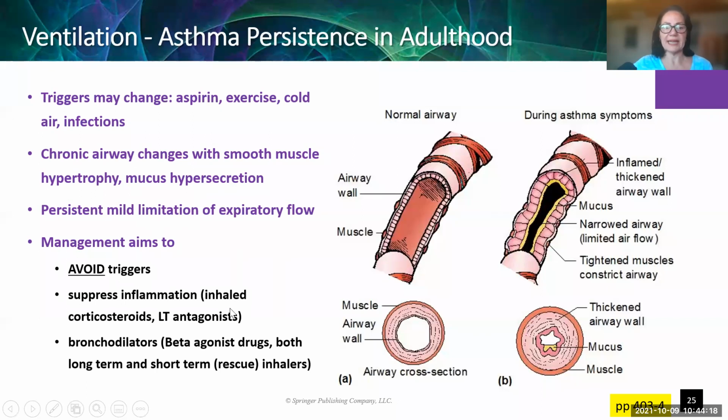This can be done with inhaled corticosteroids, leukotriene antagonists, leukotriene inhibitors, and then the bronchodilators. These are the beta agonist drugs, and the patient will need both long-term and short-term rescue inhaler medications to be able to manage the acute asthma attacks.